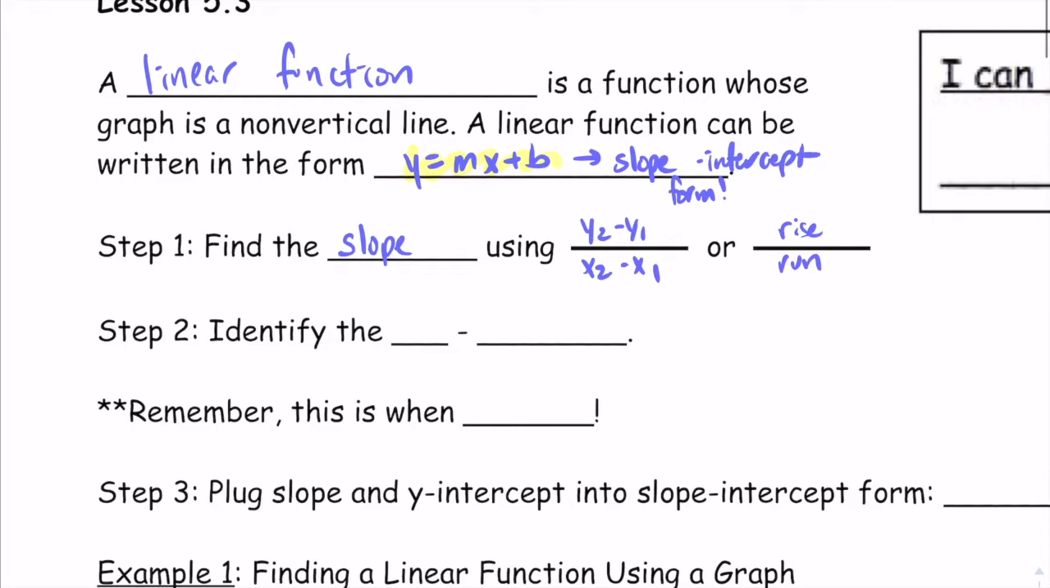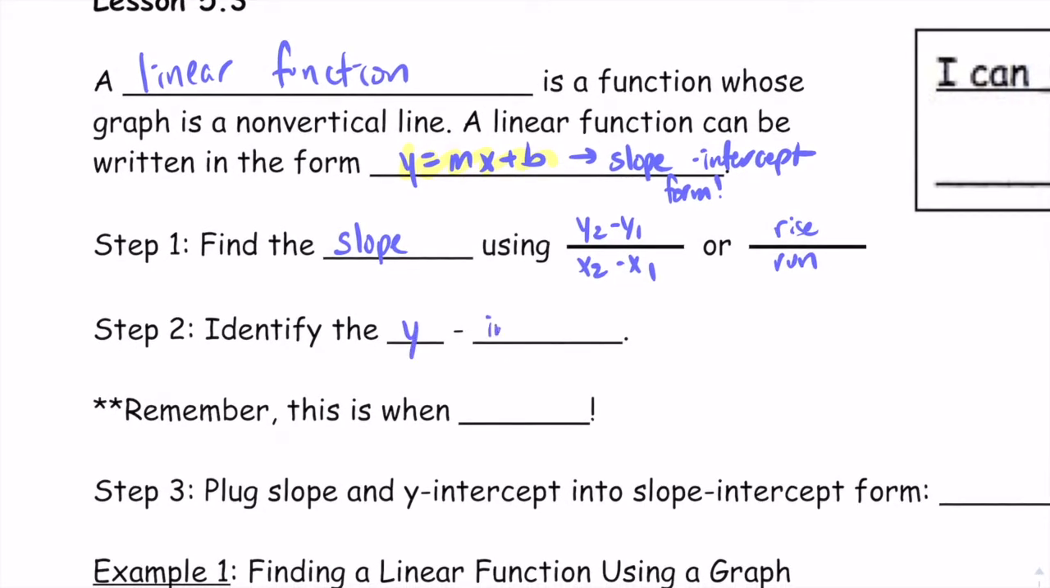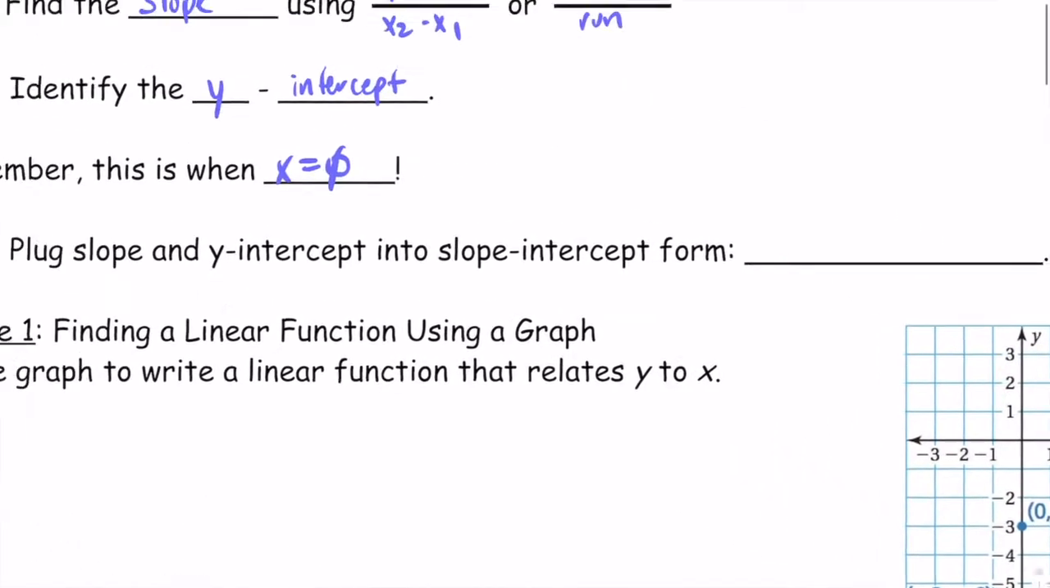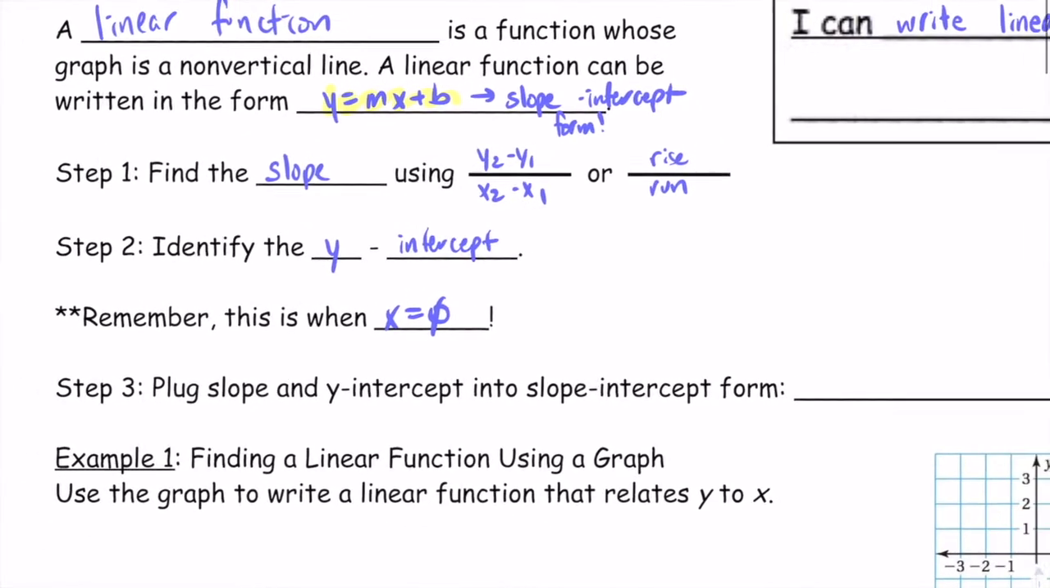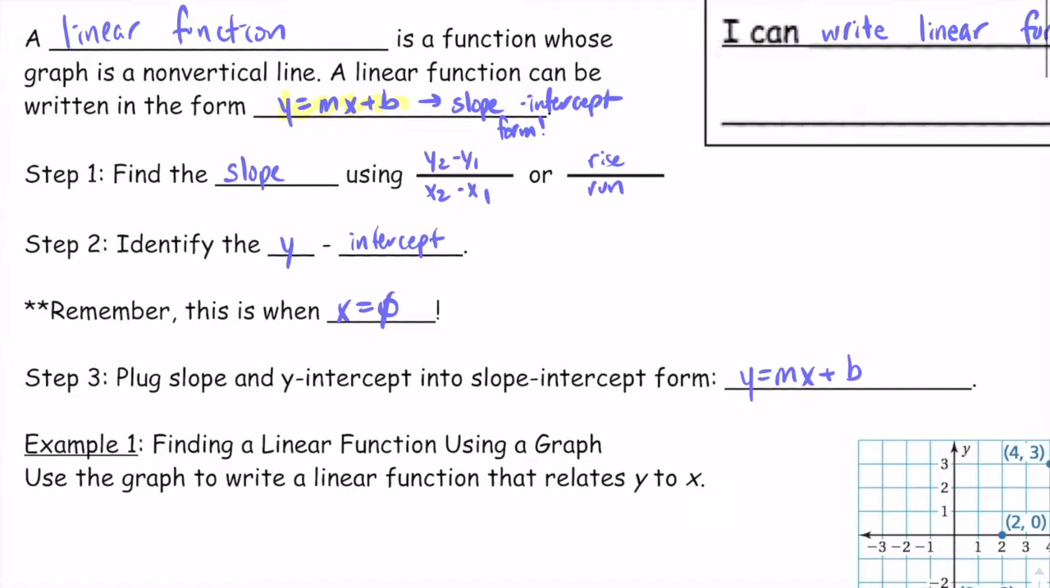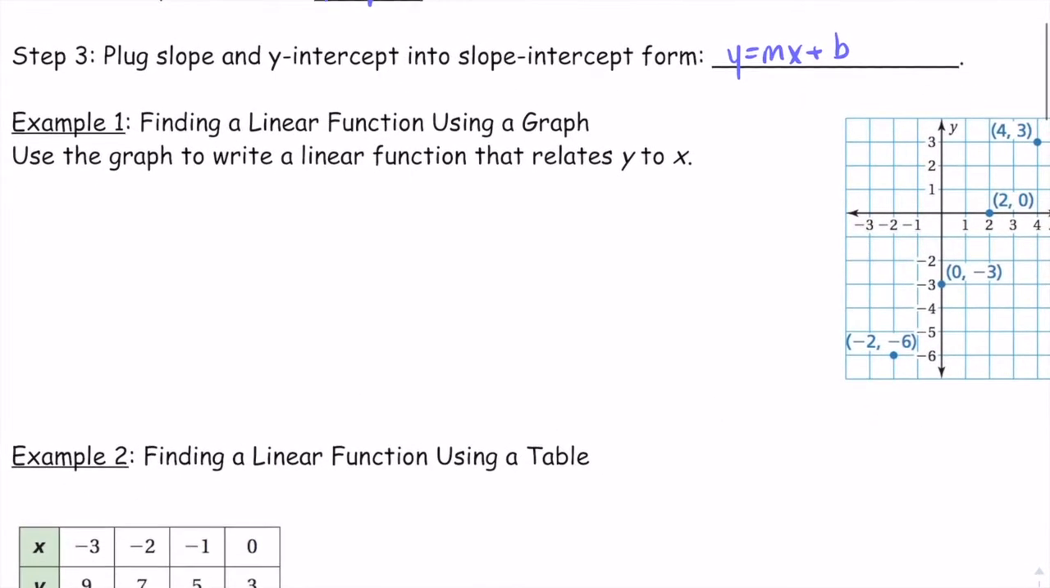All right, step 2, identify the y-intercept. So remember, how did we figure out the y-intercept? Oh yeah, this is always when x equals 0. So if I were to take a look at this one, it is always at this point right here. That's my y-intercept. And then step 3 is plug it into slope-intercept form. As we said earlier, y equals mx plus b. That's it.